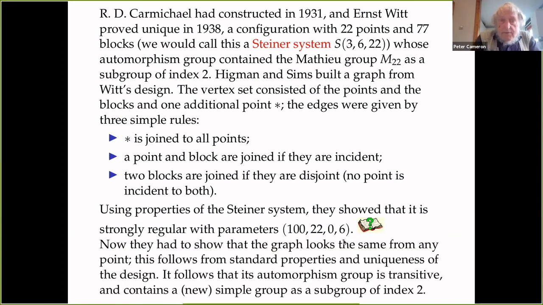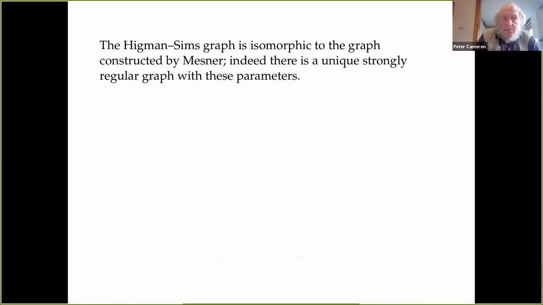And now they wanted to find the automorphism group. So they know that the automorphism group contains the automorphism group of this design, that is, it contains a subgroup M22. So what they have to show is that if I replace star by a different point and look from that point, everything will look exactly the same. I will have another copy of the Witt design, which is unique, with the same joining rules. And they were able to do that fairly easily, and that showed that the automorphism group was transitive, and that it contains a new sporadic group as a subgroup, and that's the Higman-Sims group.